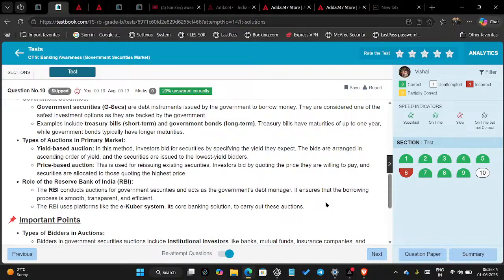Price-based auction: this is used for reissuing the existing security. Investors bid by quoting the price they are willing to pay and the securities are allocated to those quoting the highest price.